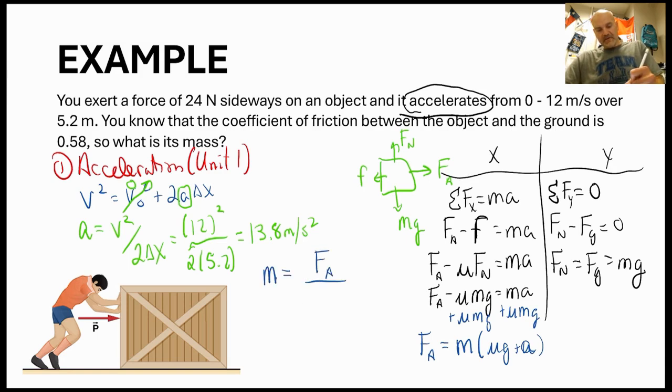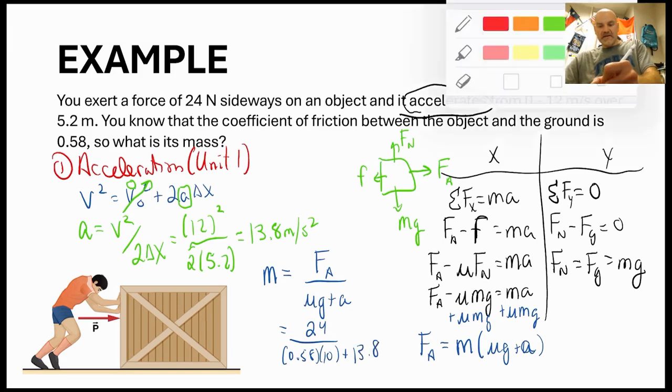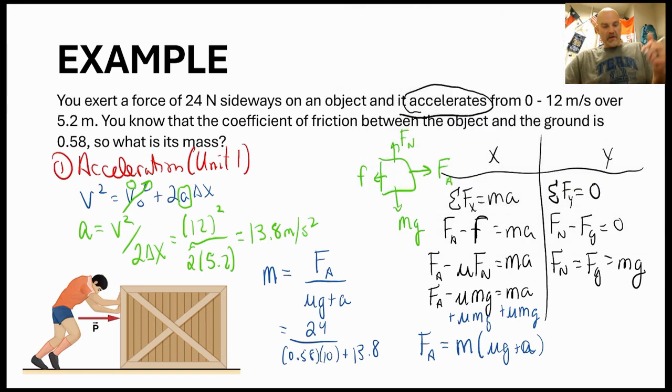So I get applied force over (mu g plus a). And so I have 24 divided by 0.58 times 10 plus our 13.8. I apologize for all the wild arrows where I'm at. So that tells us that the object has a mass of approximately 1.2 kilograms.